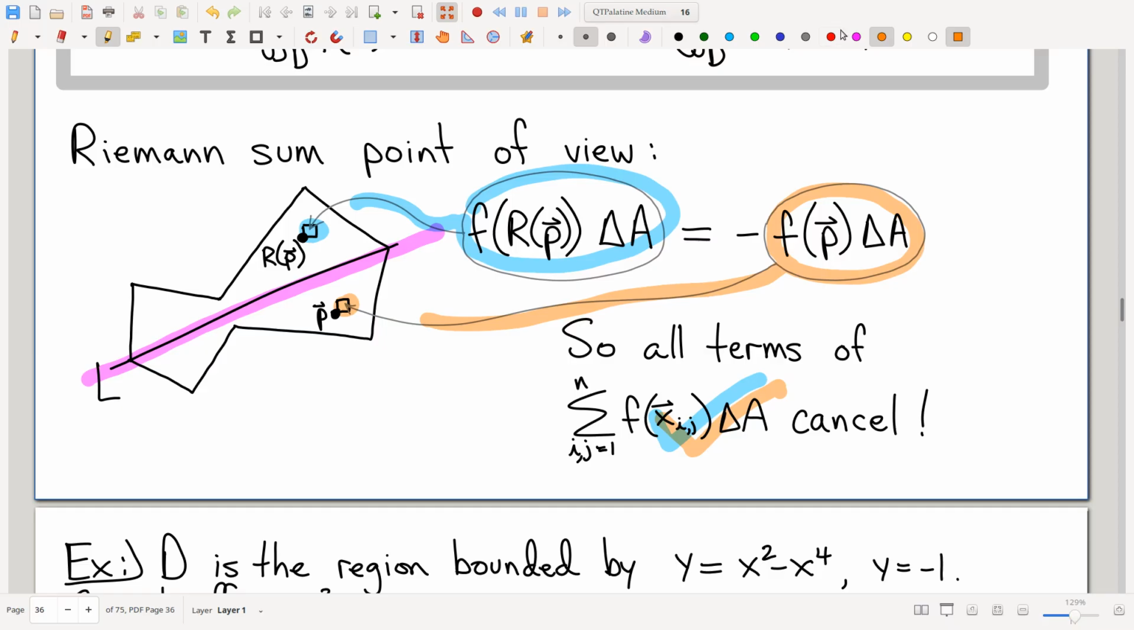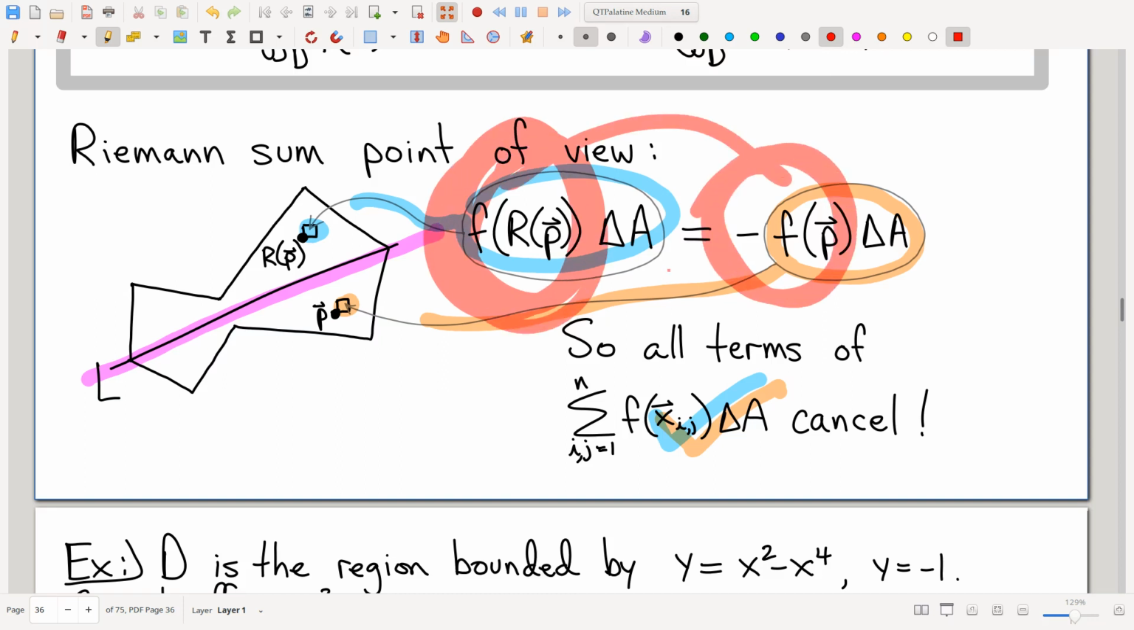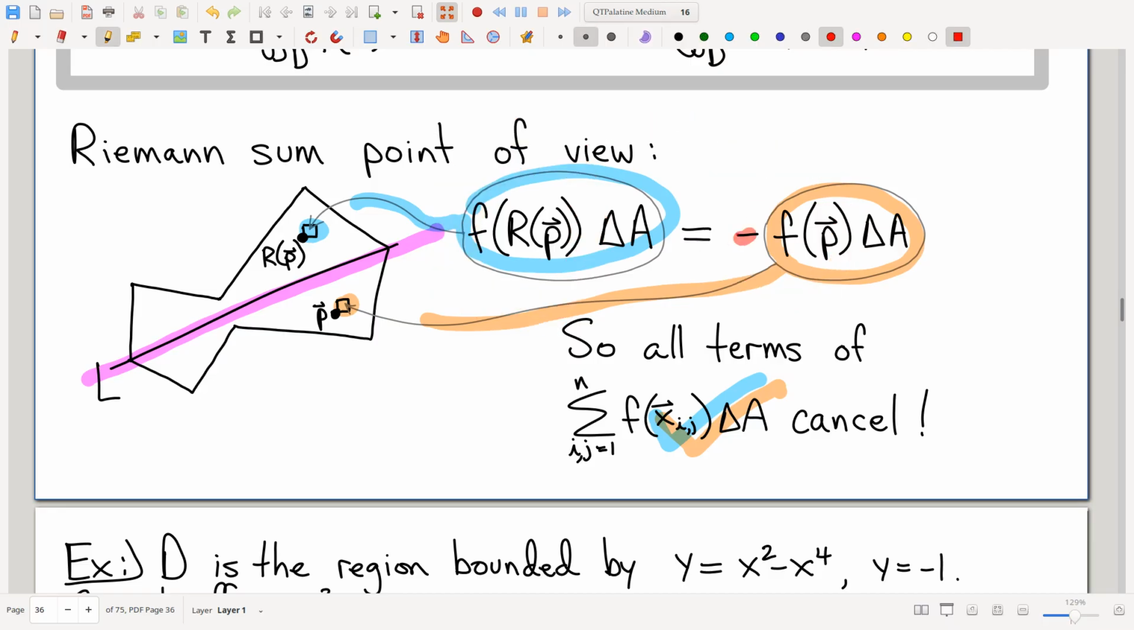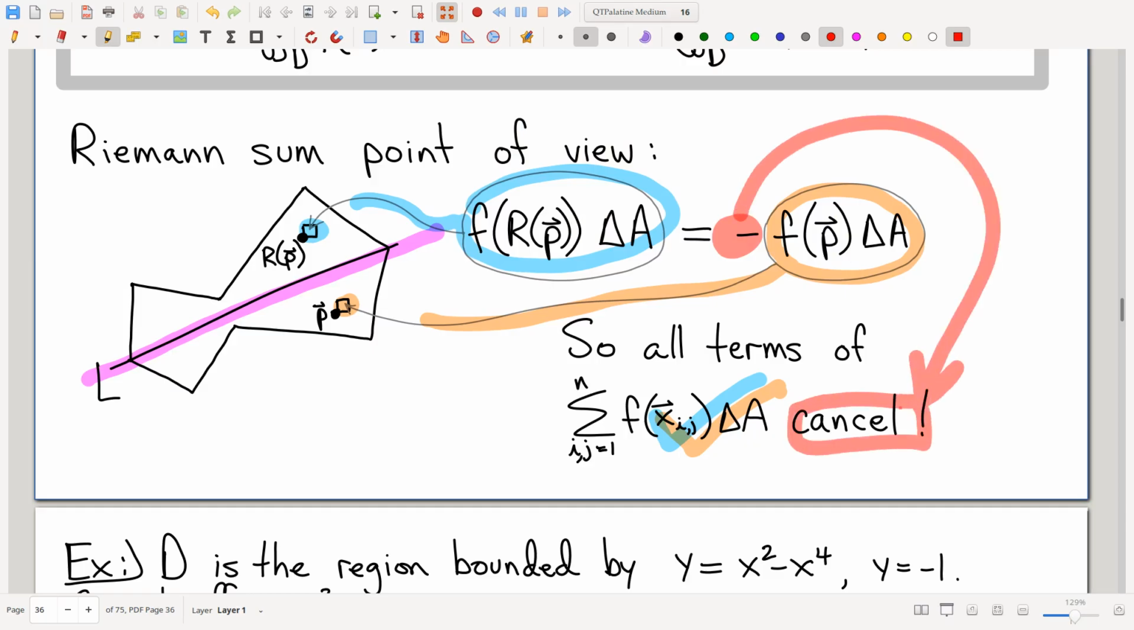By the oddness, we know that f of a reflection is the negative of the original f. That's oddness, which means these two terms cancel. Just like in single variable. Everybody buy this idea? All right, let's see an example.